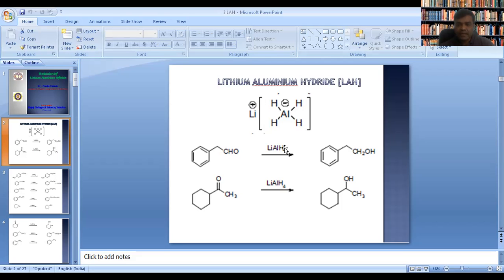After that, cyanide is also reduced to amine. C triple bond N is reduced to CH2NH2. Then the NO2 group is reduced to NH2. Epoxide ring opening reaction takes place via this lithium aluminum hydride, and halide reduction also takes place. So first we will discuss the applications, and later on we will see the mechanism of every conversion, how it takes place, what is the path of the reaction.